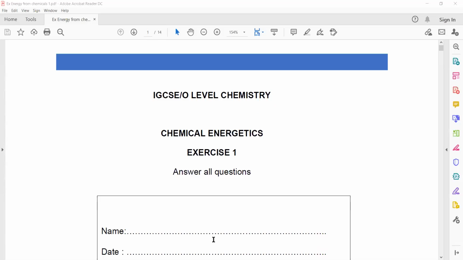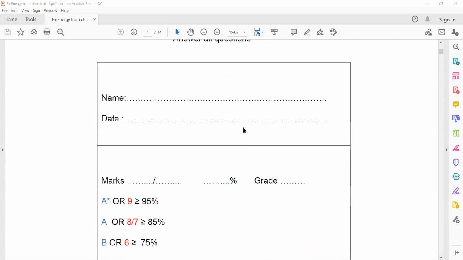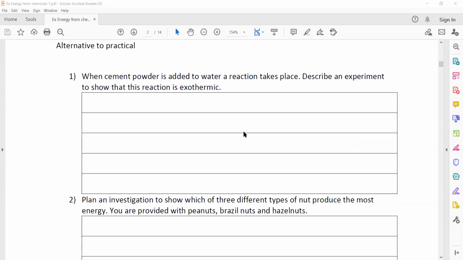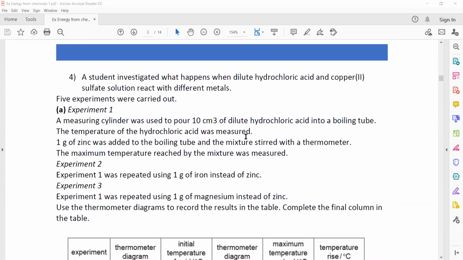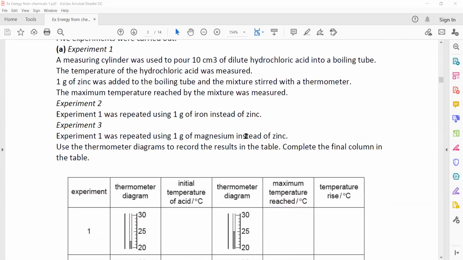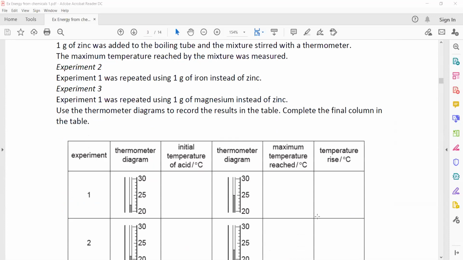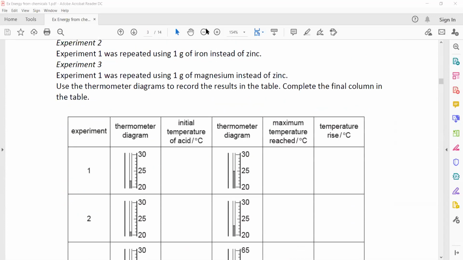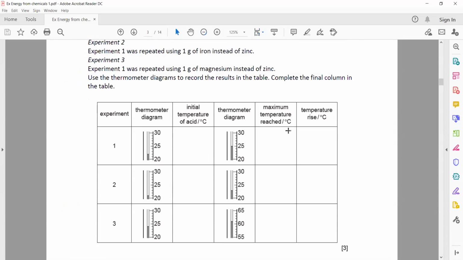So chemical energetics, or energy from the chemical. Question 4A. In this question 4A, you have to read the initial temperature and the final temperature, and then the difference will be the maximum temperature rise.